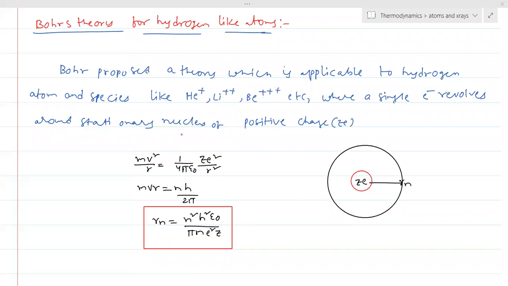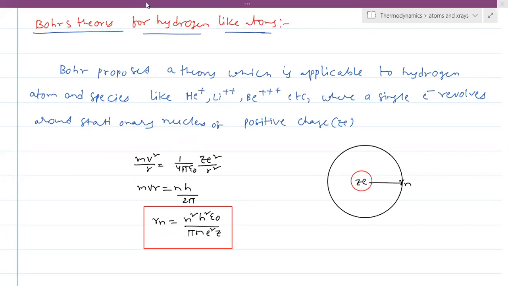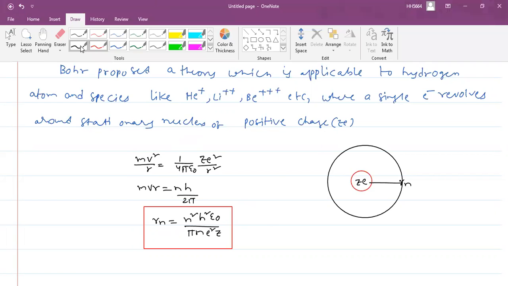Okay, while we are discussing the Bohr theory for hydrogen-like atoms, this is applicable for a single electron when it revolves around the nucleus. It is having a position, so this expression is important: Rn is equivalent to n square h square epsilon naught by pi m e square z.